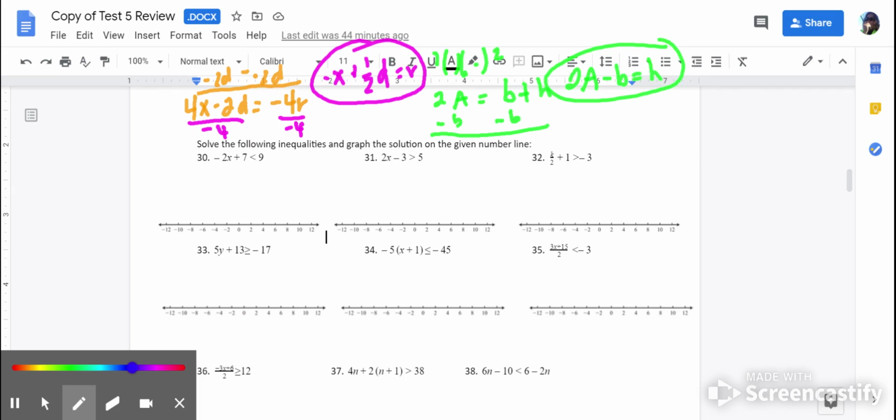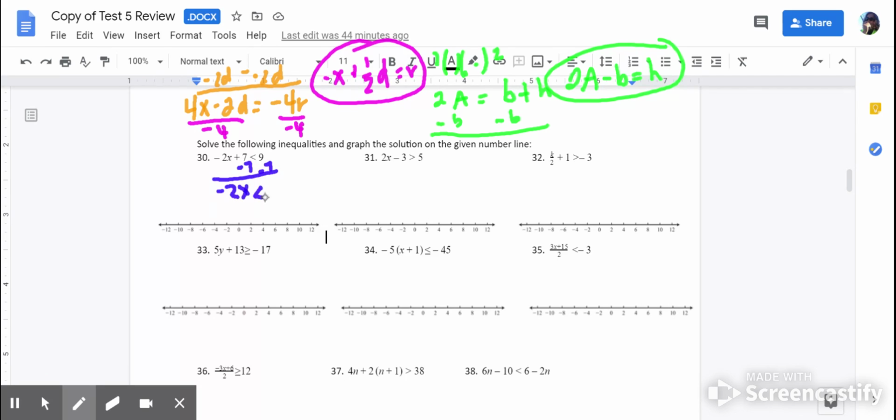So for 30, we start the same way. We're going to subtract 7 from each side. We're left with negative 2x is less than 2. We divide each side by negative 2, and when we divide by a negative, this is our big flashing warning sign. We must flip our inequality. So x will, instead of less than, now be greater than negative 1. Because it is just a greater than sign, it gives me an open dot, and the numbers that are greater than negative 1 are to the right.